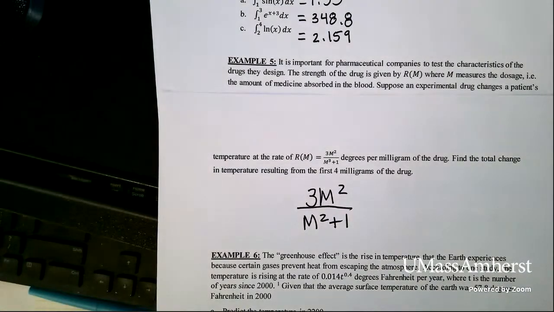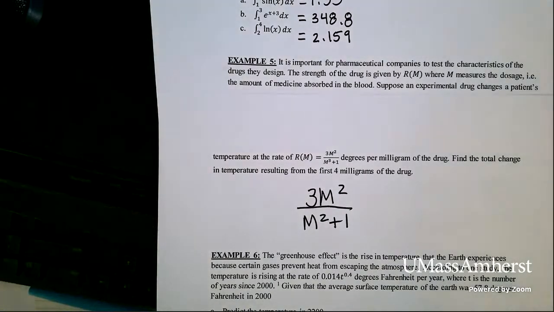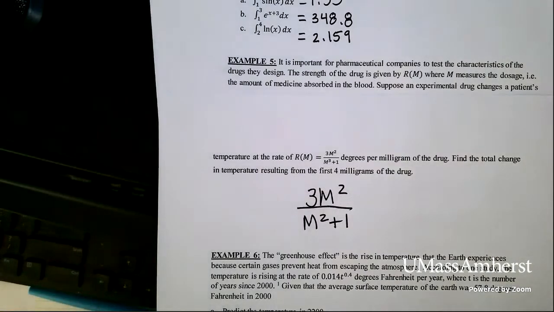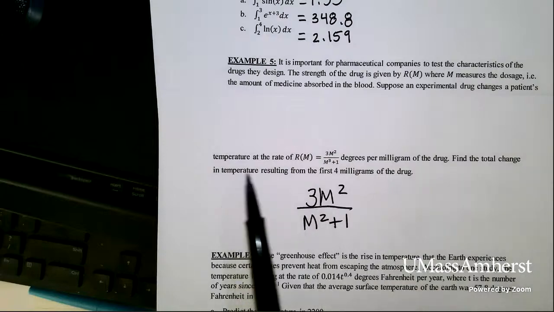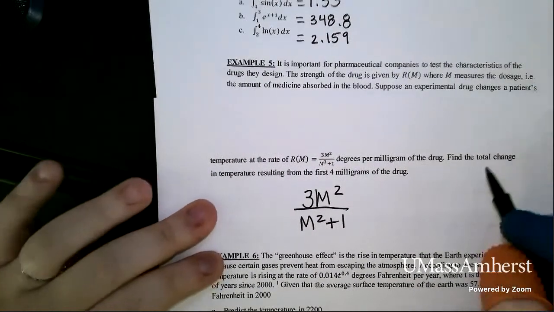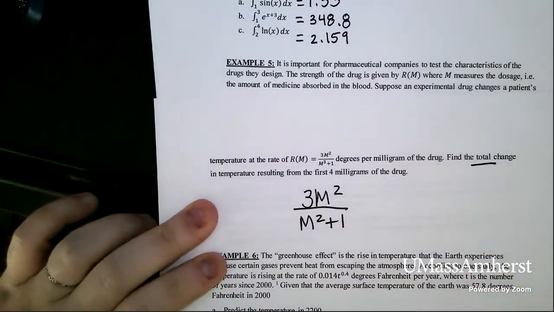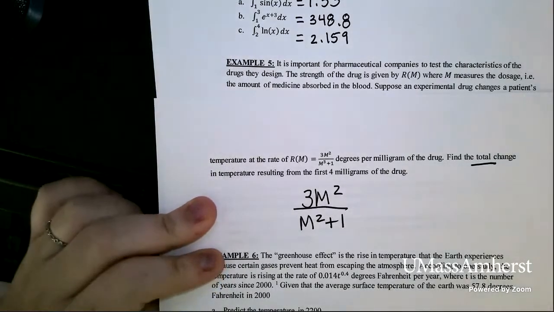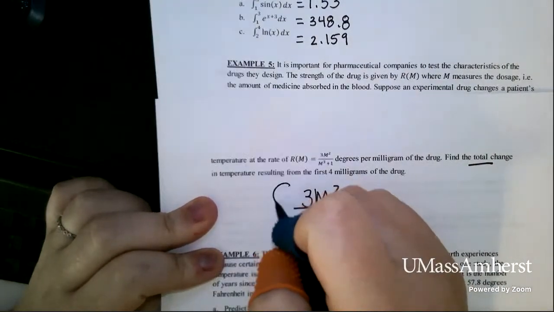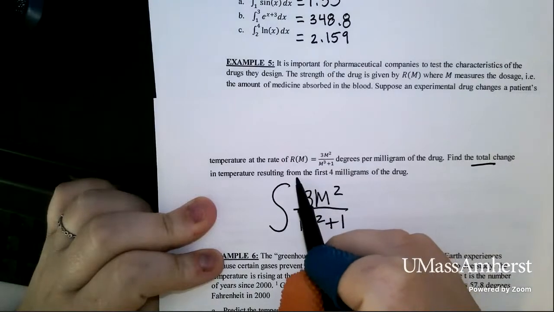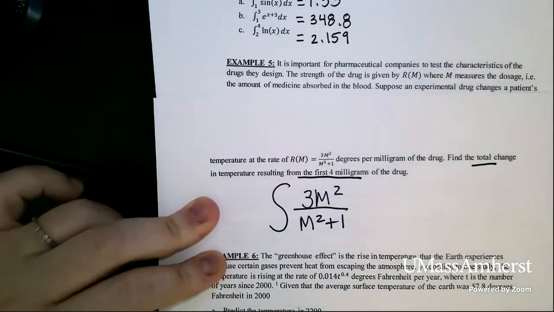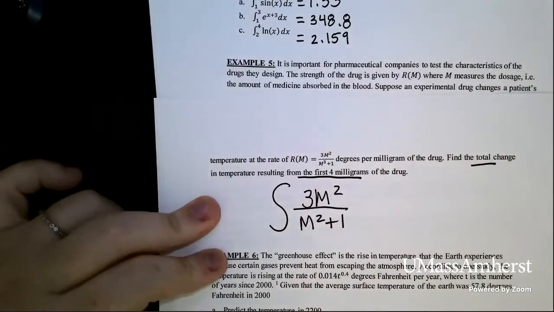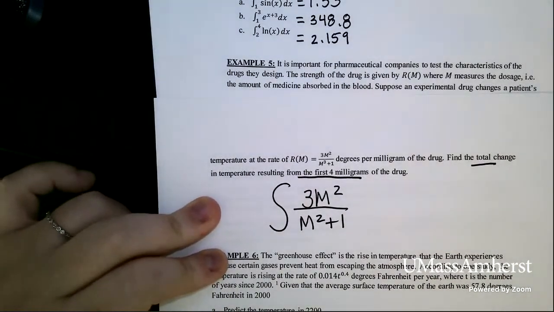All right. So this is the rate at which the temperature is changing per milligram. So if we want to figure out the total change in temperature, again, the word total is a key word that helps us know we're looking for area under the curve. We need to integrate this rate, and we're interested in the first 4 milligrams. So that means all the milligrams from 0 to 4.